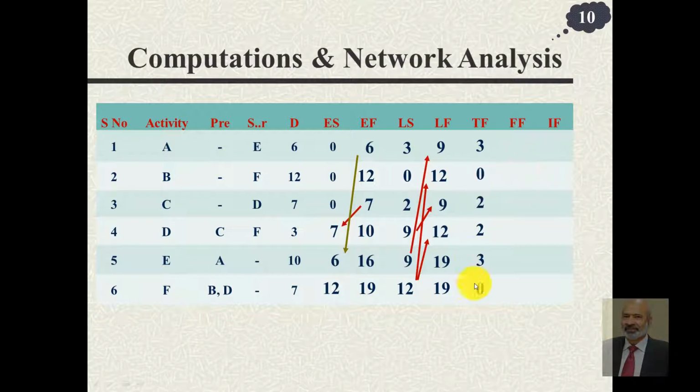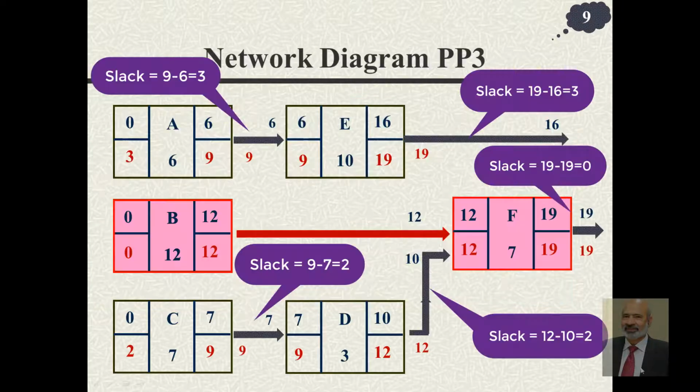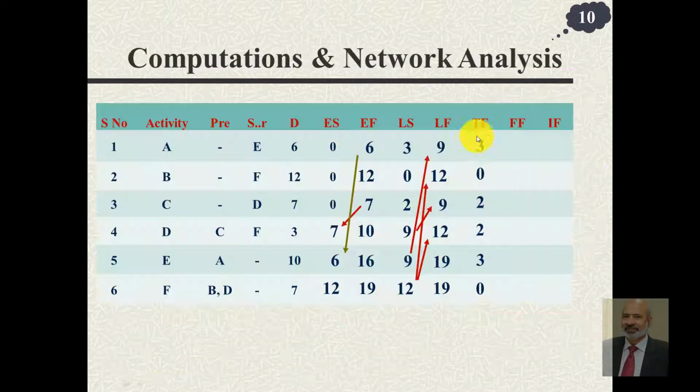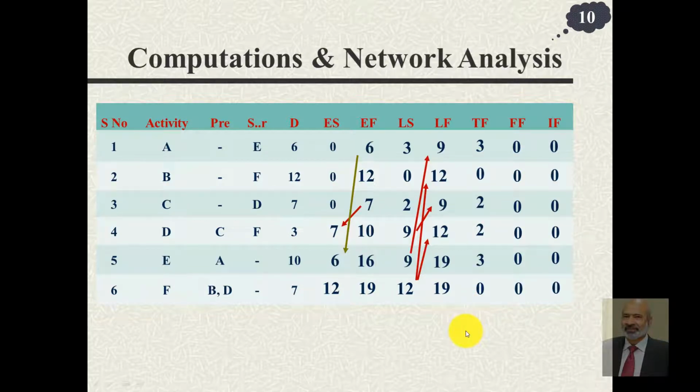Wherever you have 0, you can simply write 0, and then you find the free floats by taking the difference of the total float and the head event slack. So 3 minus the head event slack of the end of the activity A, you get 0. This is definitely 0. You get 0 here, 0, 0 and 0. And since all the free floats are 0, that means the independent floats will automatically be 0. We don't have to calculate. Otherwise, independent float would have been the free float minus the tail event slack.